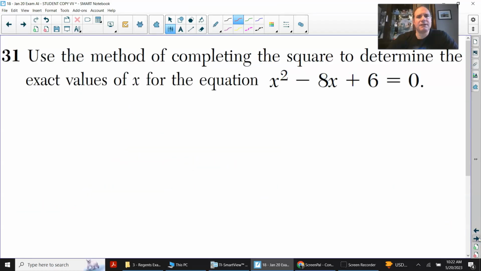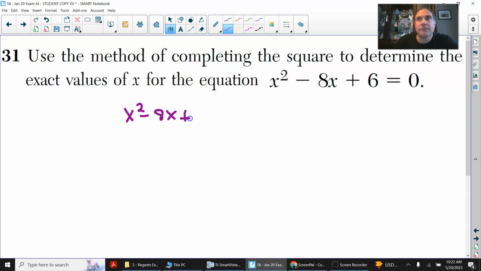All right, number 31, use the method of completing the square to determine the exact values for the equation. So for completing the square, I'm going to write down the trinomial, quadratic.